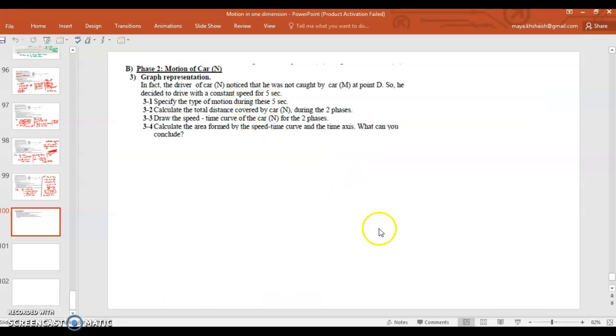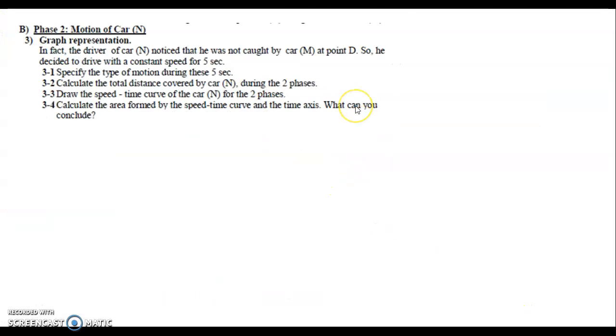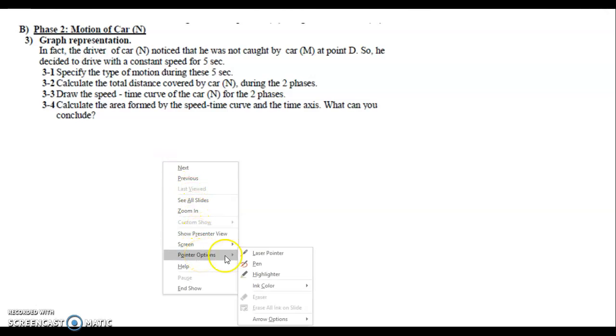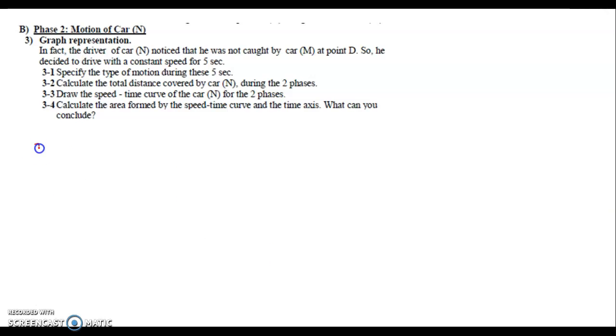In fact, the driver of car N noticed that he was not caught by car M at point D, so he decided to drive with a constant speed for 5 seconds. Specify the type of motion during these 5 seconds. As long as the speed is constant and he's moving along a rectilinear path, then this is a uniform rectilinear motion.